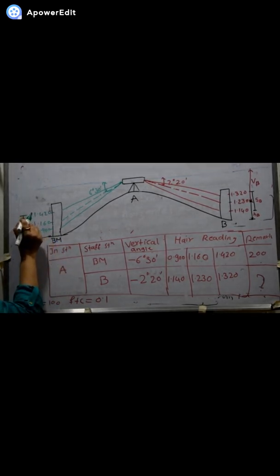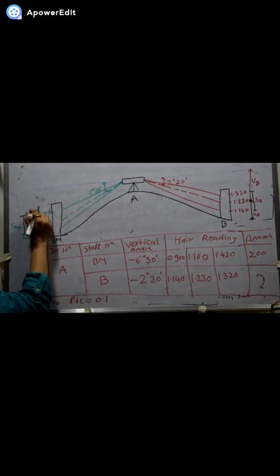The difference between the top and the bottom is S of BM. This is H of BM, and from the H to the HI, this is V of BM.